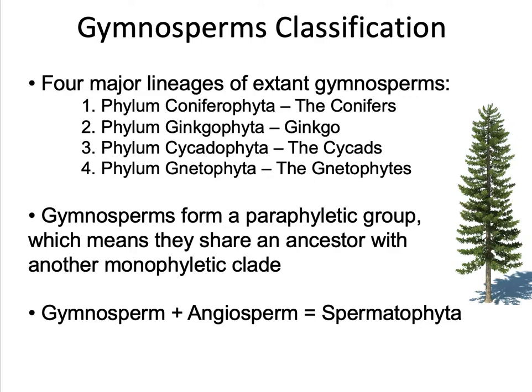So there's four major lineages of the gymnosperms on our planet today, and that includes the conifers, ginkgo, the cycads, and the cnidophytes. Now, if we're talking about molecular systematics, the gymnosperms form what we call a paraphyletic group, which means they share a common ancestor with another monophyletic group, and that monophyletic group is the angiosperms. So the gymnosperms plus the angiosperms are usually referred to as the spermatophytes, which is the seed-producing plants.